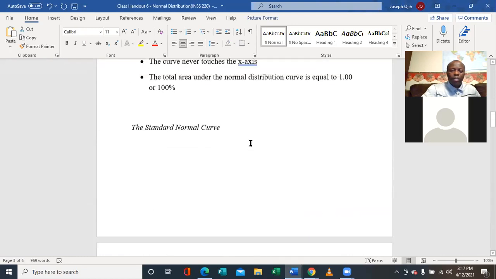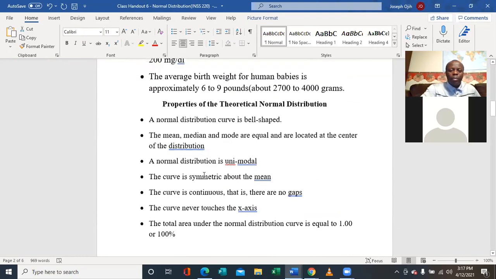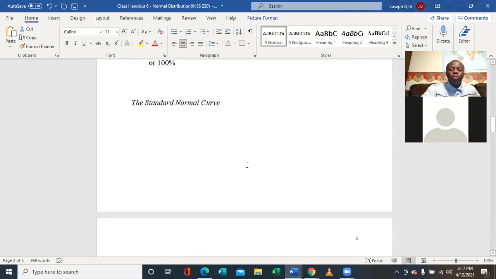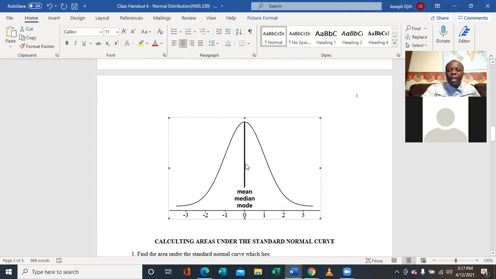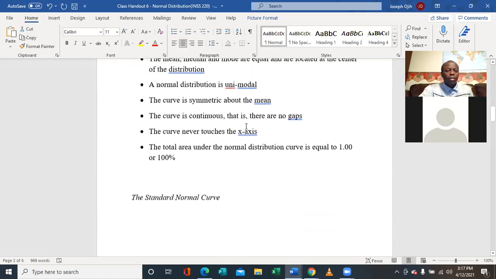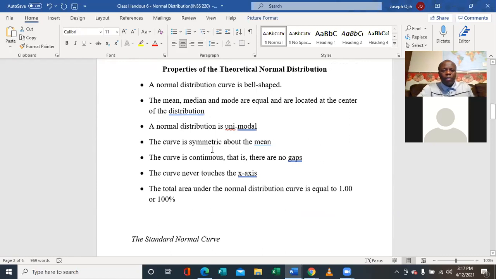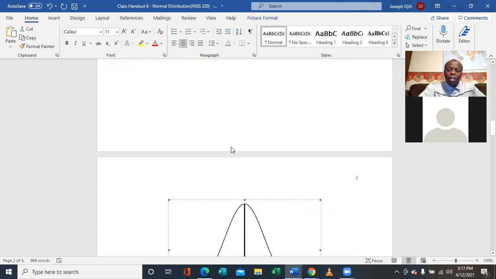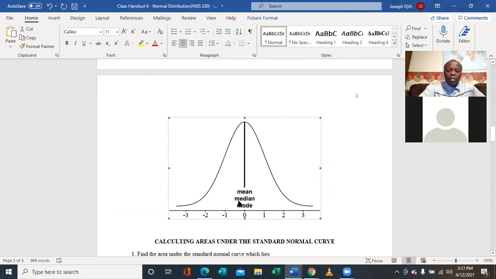Okay. The third property is that a normal distribution is unimodal. It has only one mode. Mode is the number with the highest frequency. See, the top here is the mode. It doesn't have two modes. Then the curve is symmetric about the mean. This is the mean right here. Half of this and the other half are equal. The left side is like a mirror image of the right side.